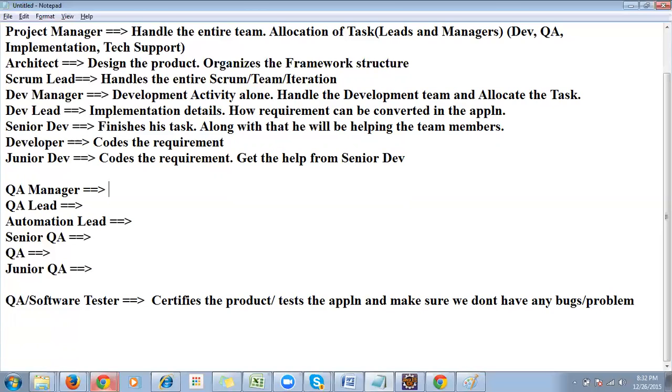So what the QA lead will be doing is handling the team. This guy is the one who prepares the test plan. This QA manager organizes the QA leads. And what does this QA lead do? He will organize the QA team under him.